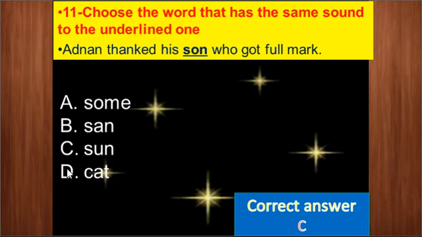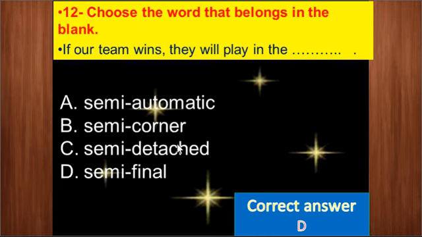Again we come back to the homophone. Adnan thanked his son for good full marks. The homophone for the word son is sun, letter C. Here we have to choose the correct word that belongs in the blank. If our team wins, they will play in the semi-final, with the correct prefix and the correct word. The answer is D.